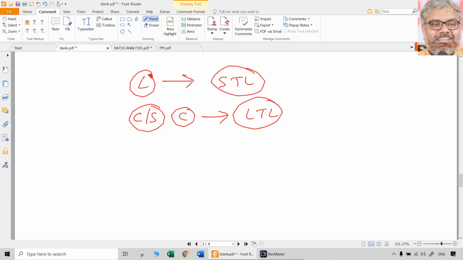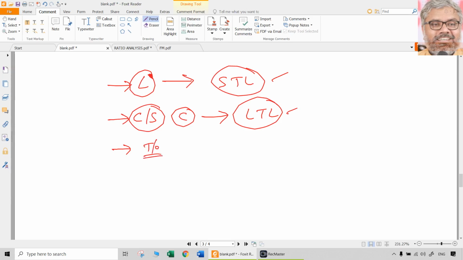So this is liquidity, meaning the ability to pay the short-term liabilities. Solvency means the ability to pay the long-term liabilities. Who will be interested here? Short-term lenders. Who will be interested in this? Long-term lenders. And then the third category of ratios, turnover ratios.